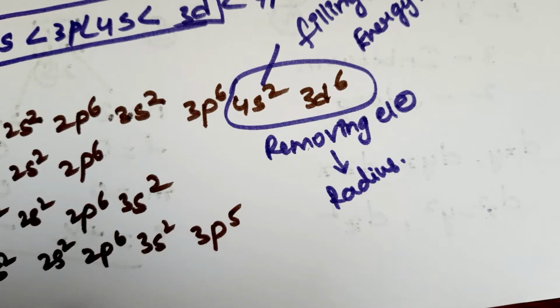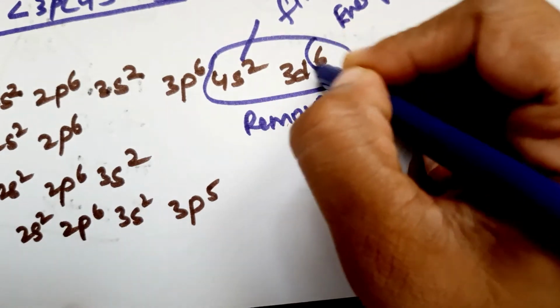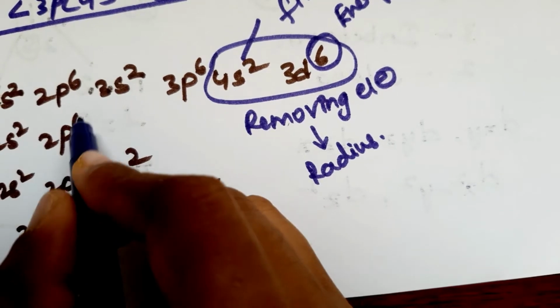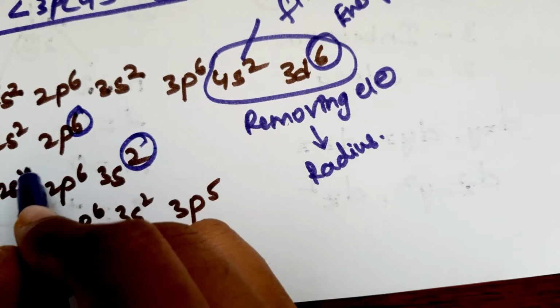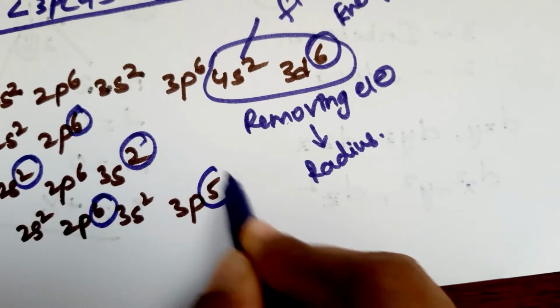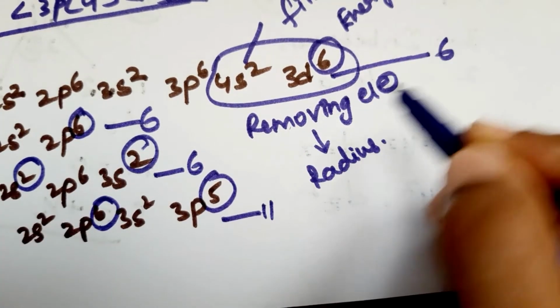So how many electrons do we have in d? Only 6. We remove the electrons from 4s, so Fe2+ has 6 d electrons. Here, in neon, how many electrons in the outermost orbital? 6. Here also 6 electrons. Here, for the others, also 6 electrons.